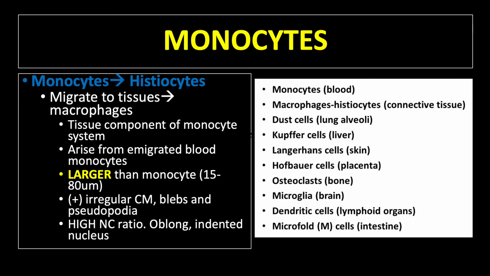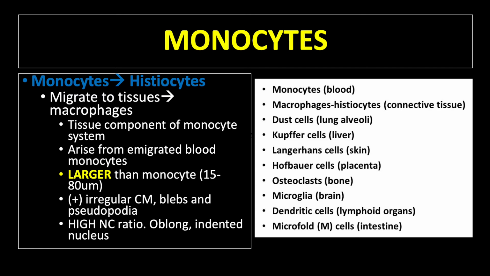So it is like an arm-like structure similar to your amoeba. So it has high nuclear cytoplasmic ratio and has oblong or indented nucleus. So I know that in histology you are taught that in each tissue component where the macrophages reside or stay, they have its characteristic name.